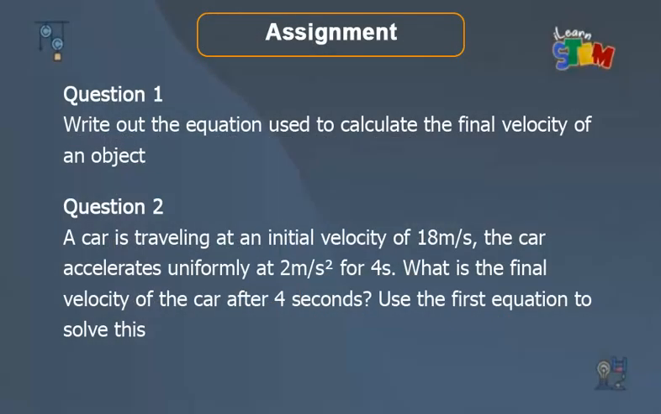Now it's your turn. Here are 2 quick practice problems. Give them a shot. Remember to pause the screen and solve the problem.